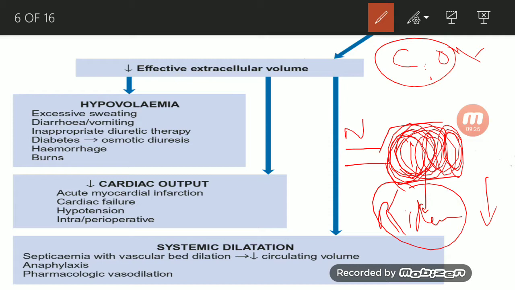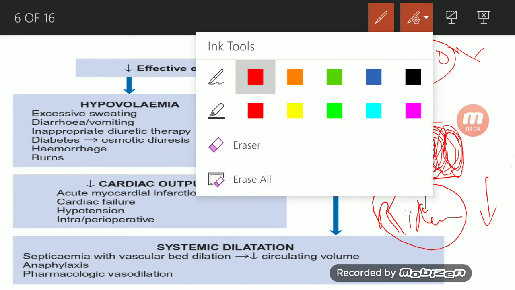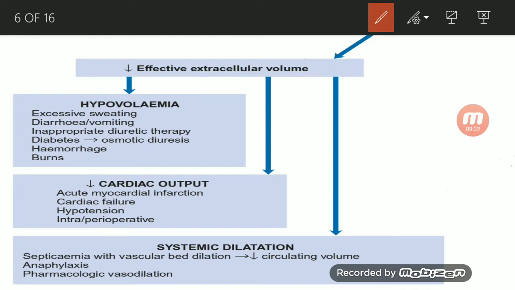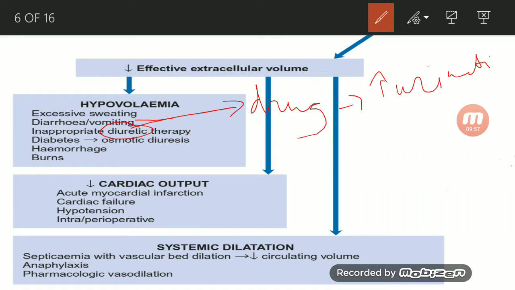failure. Now let's see the causes for each one. In case of hypovolemia, excessive sweating may cause hypovolemia, right? If you sweat more, you are going to lose more water content from your body. If you lose more water from your body, your blood volume is also going to decline. Diarrhea and vomiting, the same thing. Inappropriate diuretic use. Diuretics are drugs which increase your urination. So if you urinate more, more water loss is going to take place. If more water is getting lost, your blood volume is definitely going to decrease.